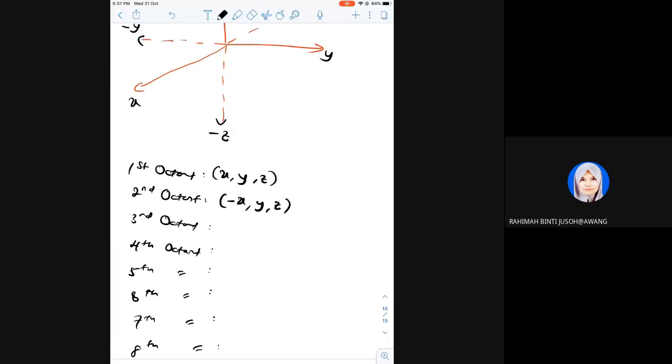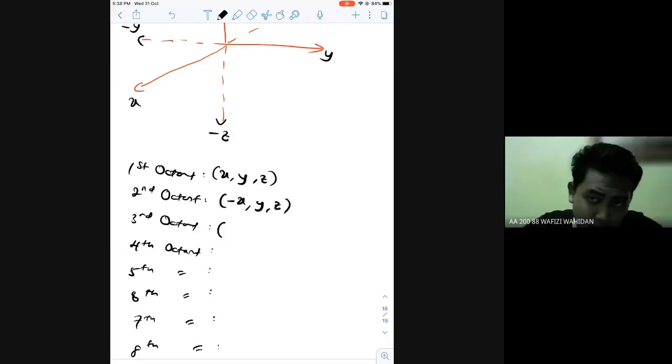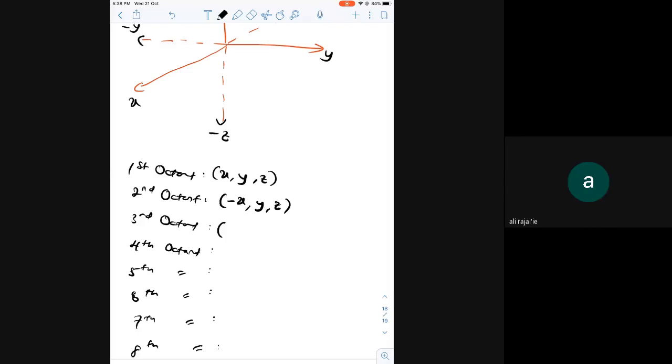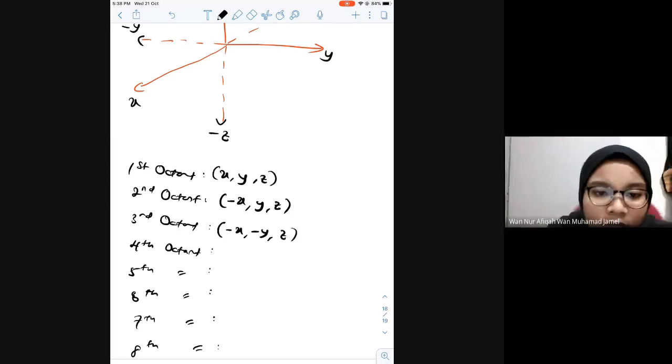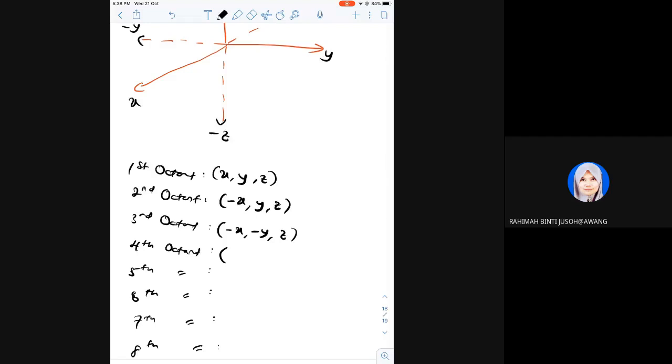Okay, which side is the third octant? Front or back? The left back side. The left and back. So we have negative X, negative Y. Z should be positive. Yes, very good. How about the fourth octant? Fourth octant, front or back? Front again, yes, because it is front, back, front again. So X is positive. How about Y? Negative. Left or right? Left. So left is negative Y. And then Z is positive. Like that.